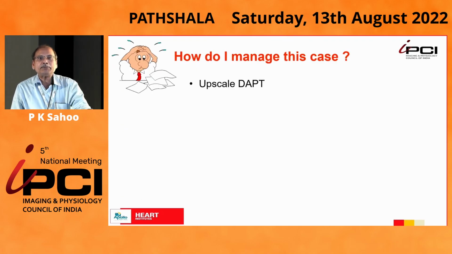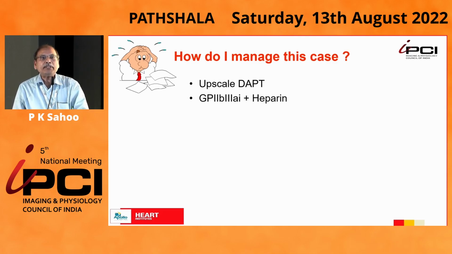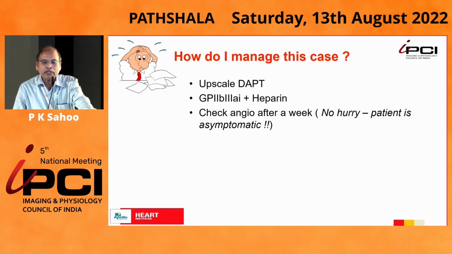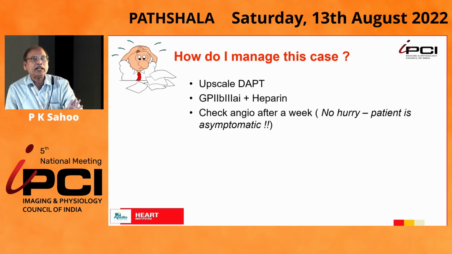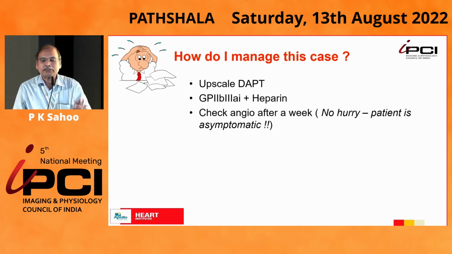So finally, how do I manage this case? I'll upscale the DAPT first. Number one, I'll not rush immediately. I'll put the patient on GP2B3A inhibitors with heparin. Do a check angio after a week. There's no hurry. The patient is asymptomatic. I didn't have the history that the patient was symptomatic since 1 week.